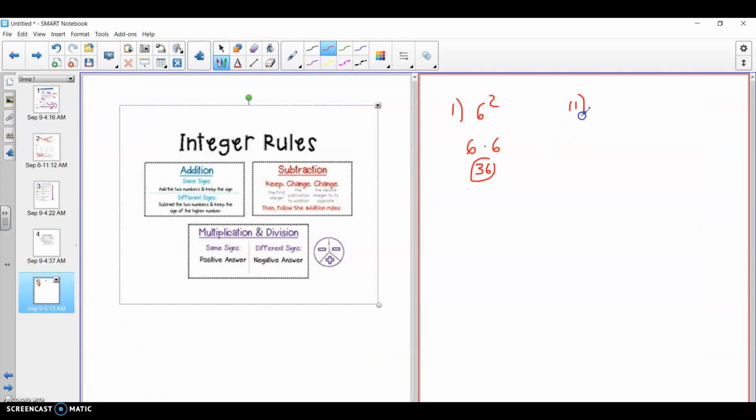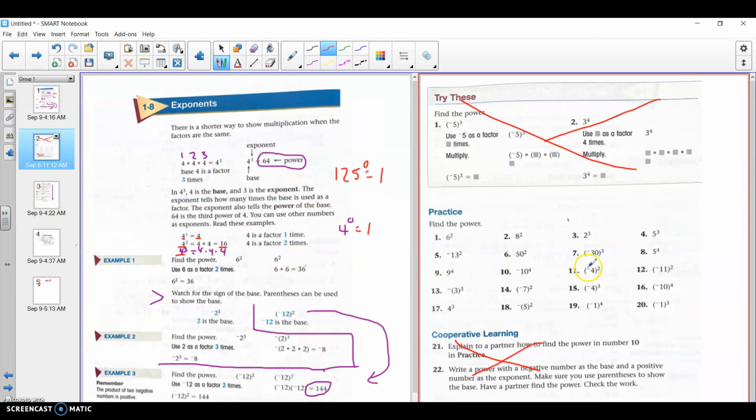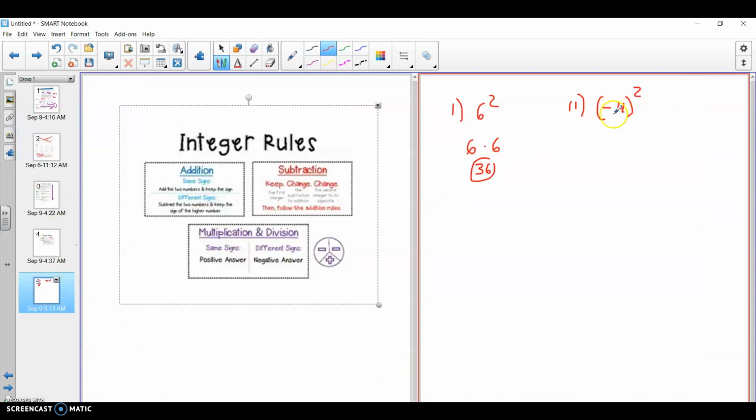Here's 11, negative 4. I think it was in parentheses with the square on the outside. Let me go back and check my work. Yes. Okay. So I am using this example right down here, which means I'm going to write negative 4, the base, however many times I need. In this case, I only need to write it 2 times. So it's going to be a negative 4 times a negative 4. 4 times 4 is 16. And again, going to my integer rules over here, same signs, a negative and a negative gives me a positive. So number 11 will be positive, which will be a little bit different than number 10.